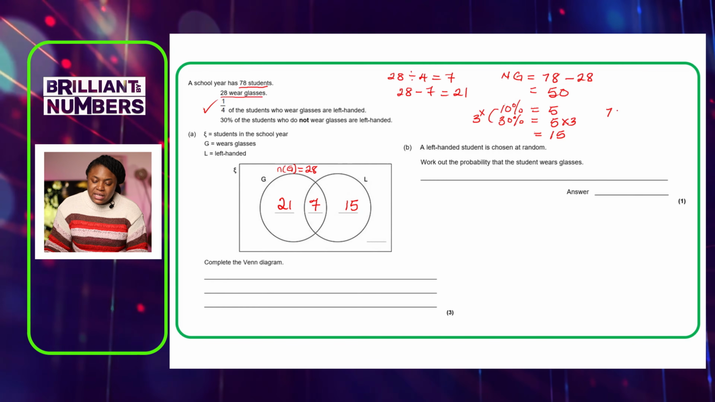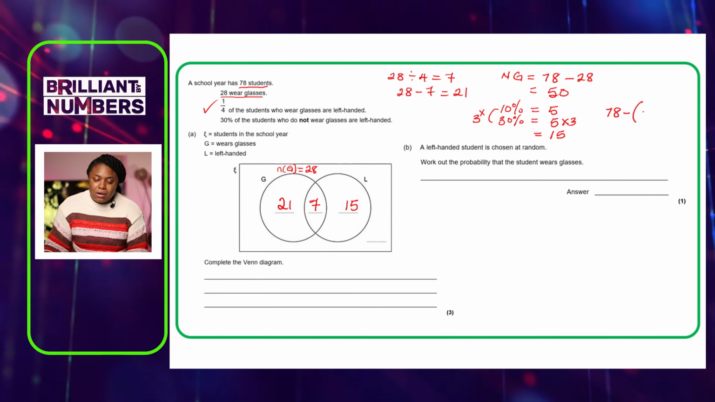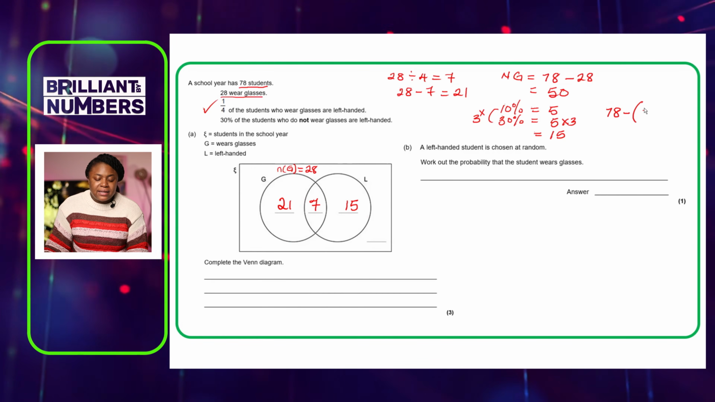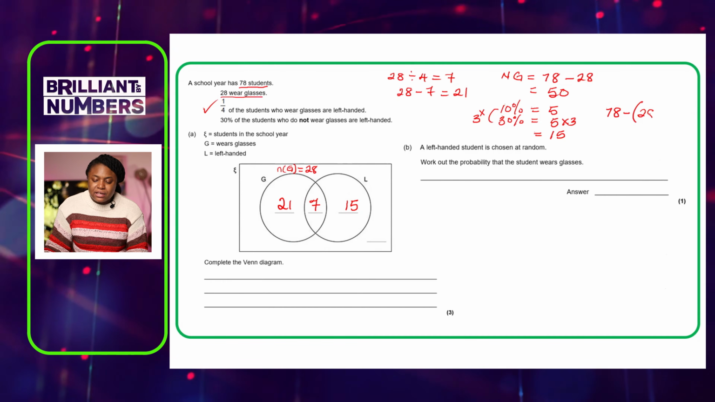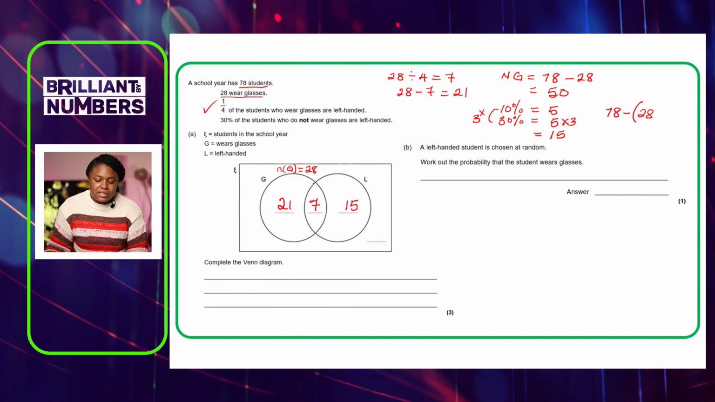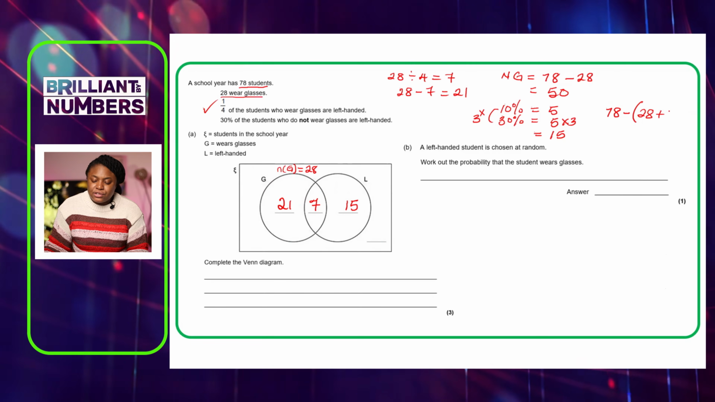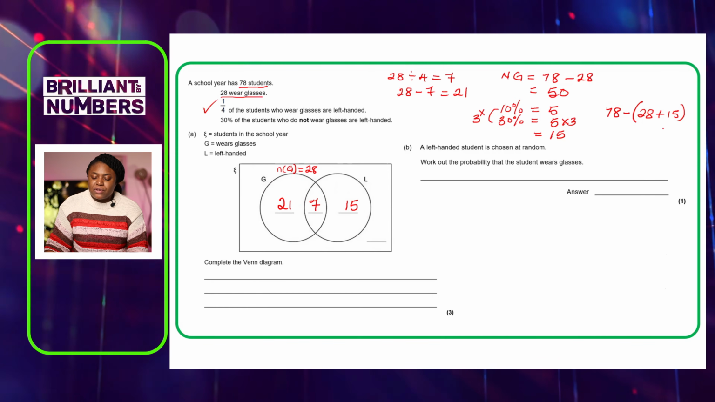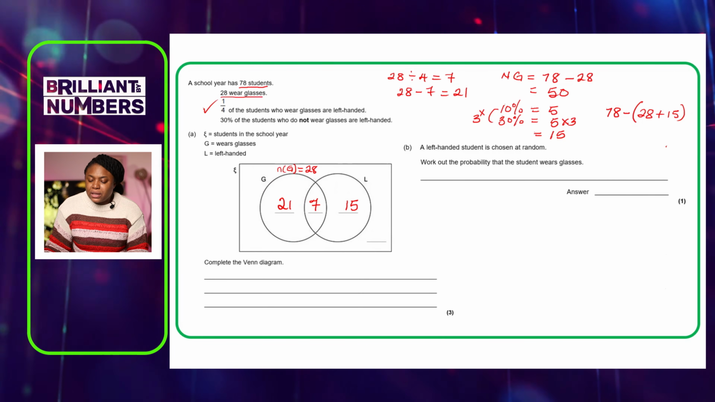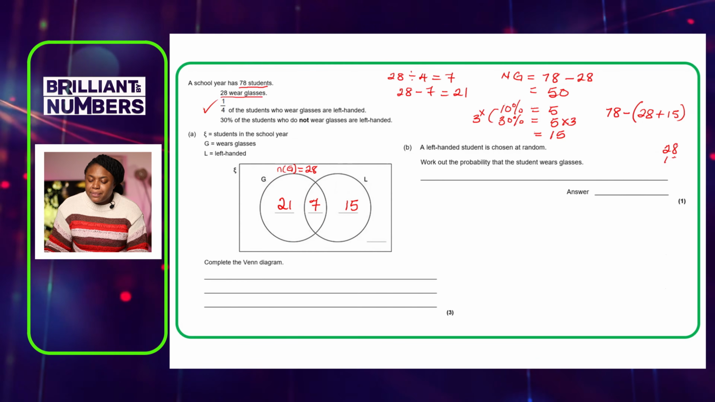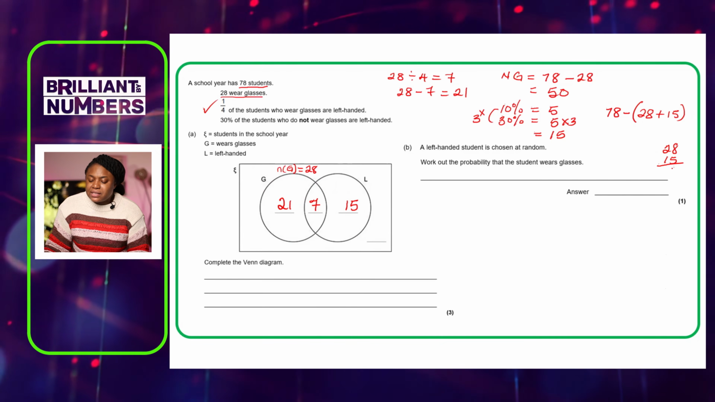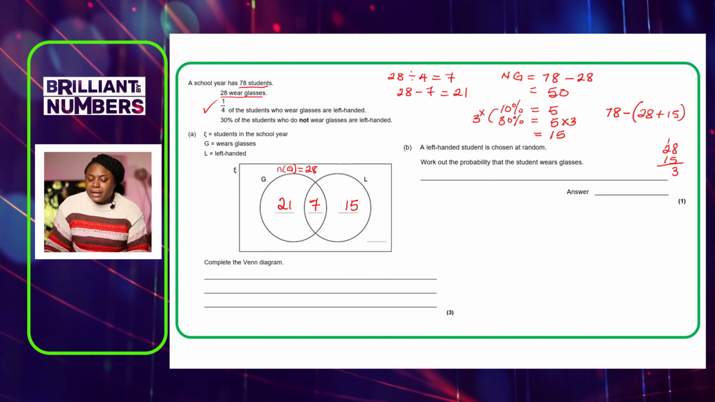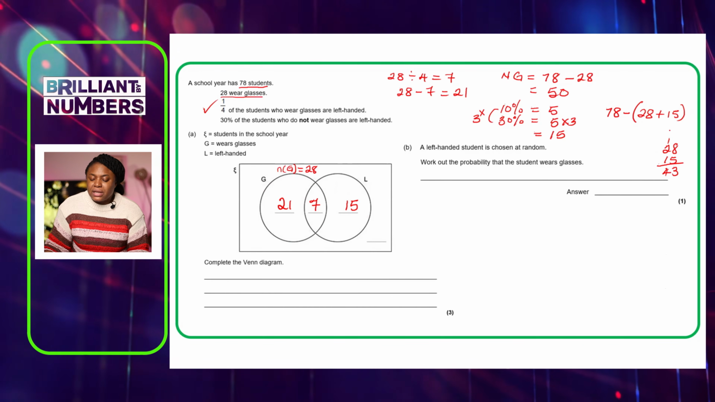So we do 78, take away the sum of 21 and 7. So 21, we could just write 28 because we know all of this in this circle is 28. Add that to 15 and then we subtract. So let's just use the column method quickly. It's a calculator paper, but don't just think it in your head. So we've got 8 plus 5 is 13. So we get 2 plus 2 is 4, so that's 43.